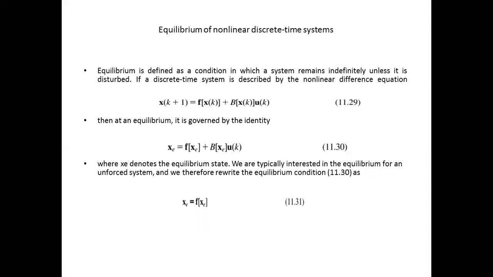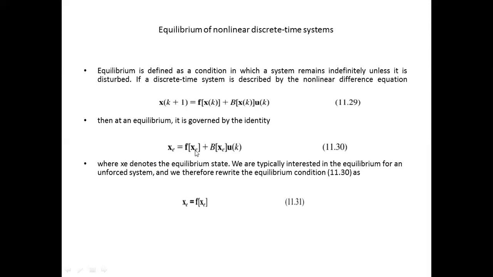Okay. Now, as we have seen, if the system is in equilibrium, it remains indefinitely, meaning its operating point will not change. So the present state and next state will be the same if it is in equilibrium. That's why, if the equilibrium point is xe, where xe denotes the equilibrium state, then the future state and the present state are the same, because at equilibrium the system remains indefinitely.